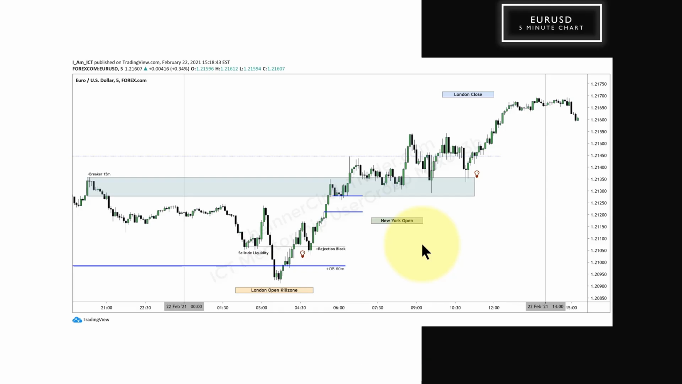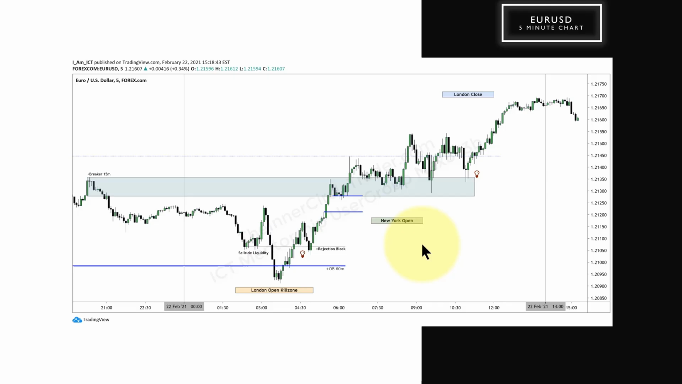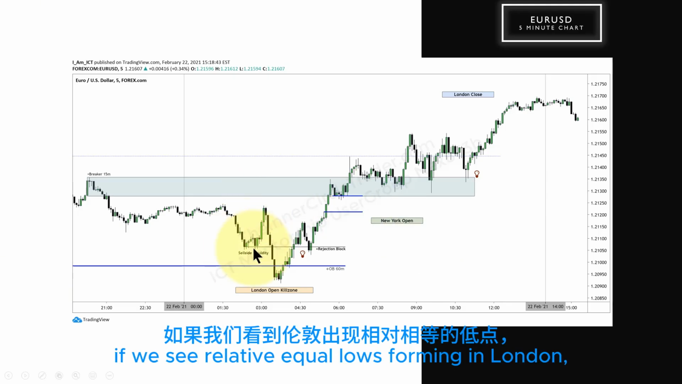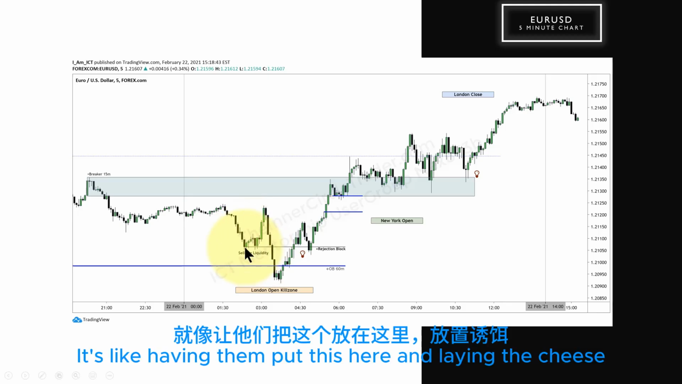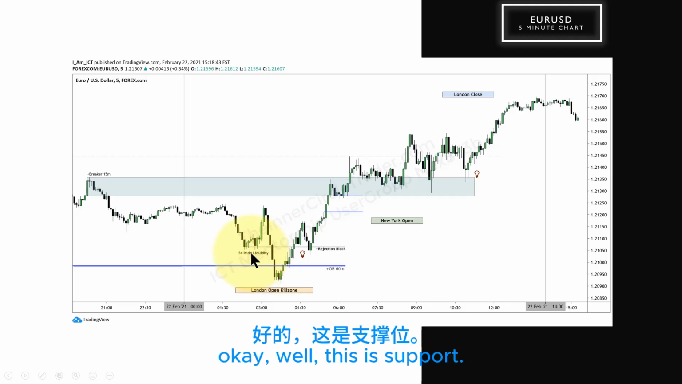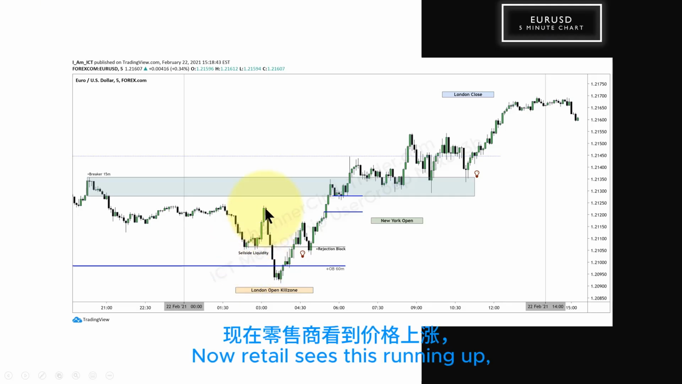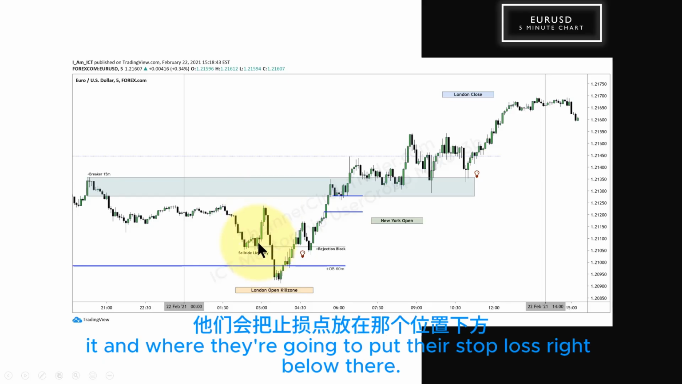If we're looking for lower prices in the dollar index and higher prices in euro and cable, if we see relative equal lows forming in London, this is generally like a bait and slam. Okay, it's like having them put this here and laying the cheese right here for them to say, okay, well, this is support now. Retail sees this running up. They're going to feel real confident chasing that, buying it. And where are they going to put their stop loss?